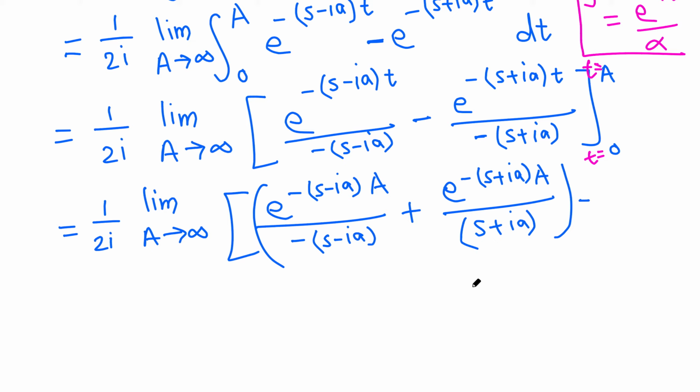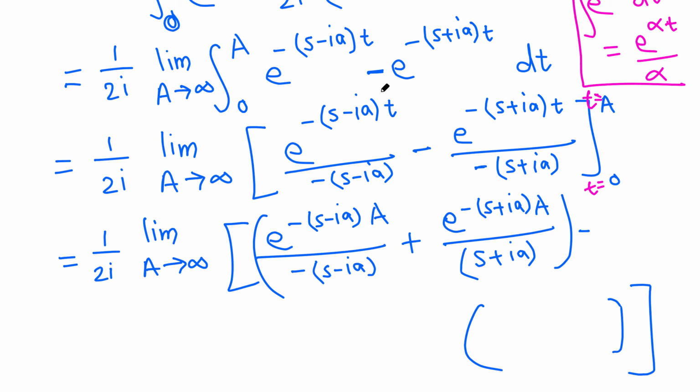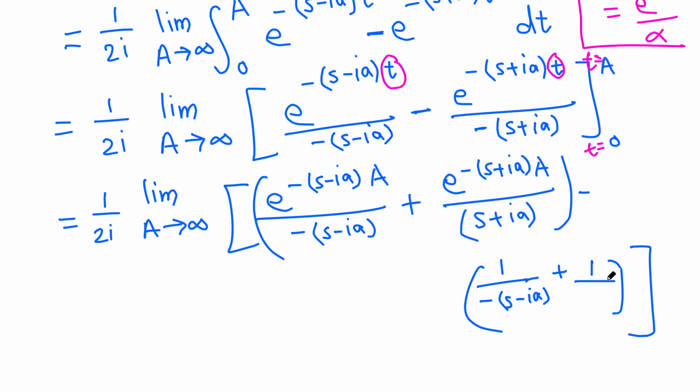Minus, let's plug in the lower limit, that is t equals 0. When we plug in t equals 0, e to the 0 is 1. So this is 1 over minus (s minus ia), and for the other term, plugging in t equals 0 makes e^0 equal 1, so 1 over s plus ia.